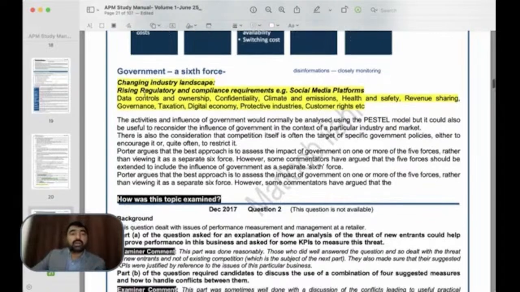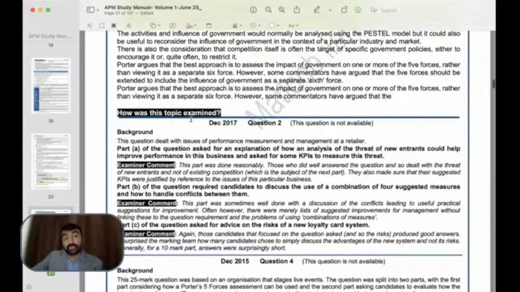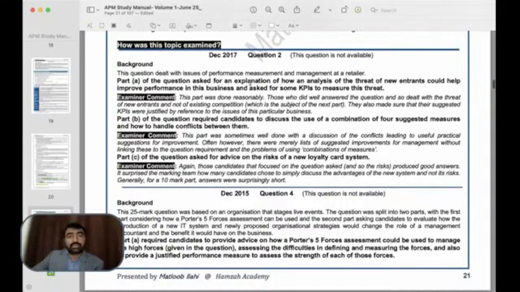Okay, like data controls, ownership, confidentiality, climate and emissions, health and safety, revenue sharing, governance, taxation, digital economy, protective industries. So all these examples I have discussed here about how government are playing their role and influencing the business activities. Here are the past paper questions related to this topic, where you will have the opportunity to learn about how this topic would be tested.